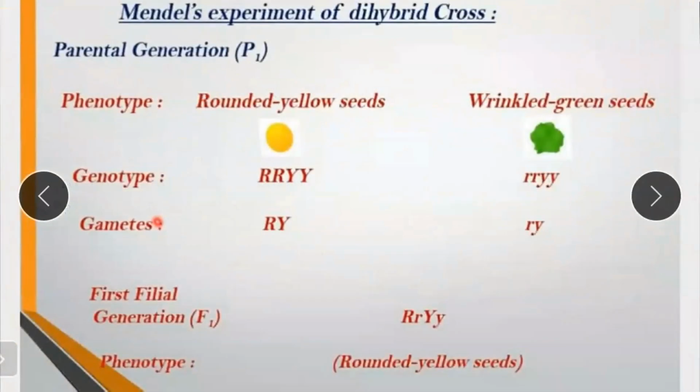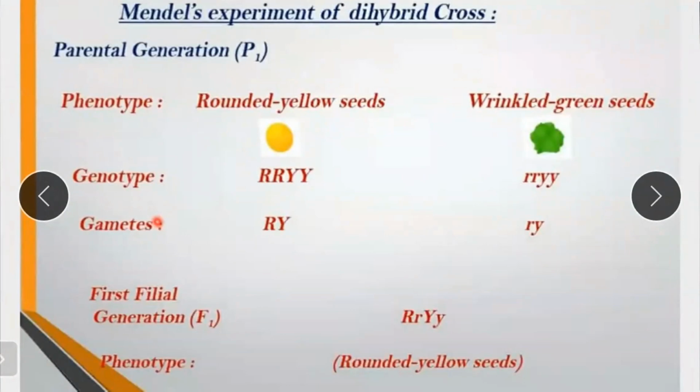Now, Mendel's experiment of dihybrid cross. What is the parental generation? It's P1. The first parent has round seeds, indicated by capital RR. Yellow seeds are indicated by capital YY. The second parent has wrinkled seeds, represented by two small letters r r, and two small letters y y show the green color seeds.